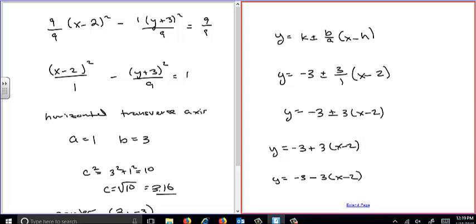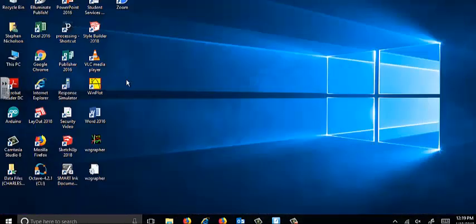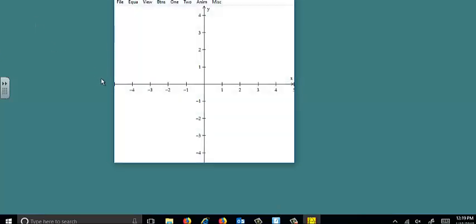So we're going to plot these two lines, and we're going to plot this hyperbola using the graphic program that I'm just going to pull up here. So it's just a free thing I found online. And we're going to do a two-dimensional plot.